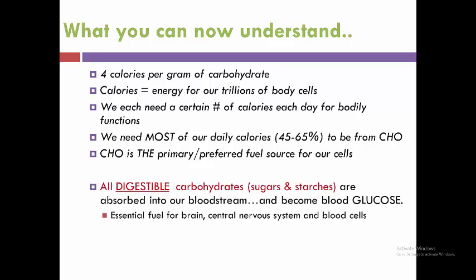So all of those digestible and absorbable carbohydrates, your sugars and starches, are absorbed into your bloodstream. Once they've reached the small intestine, they pass through the walls of the small intestine and they enter into your bloodstream. There is a special mechanism by which your body can store a little bit of glucose in your liver and skeletal muscles, and I'll come back to that point.